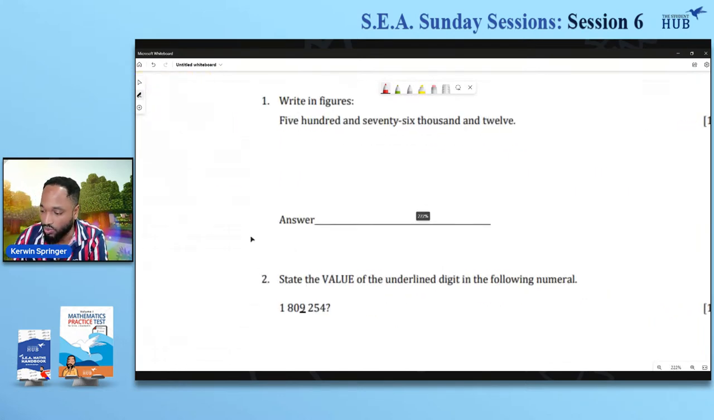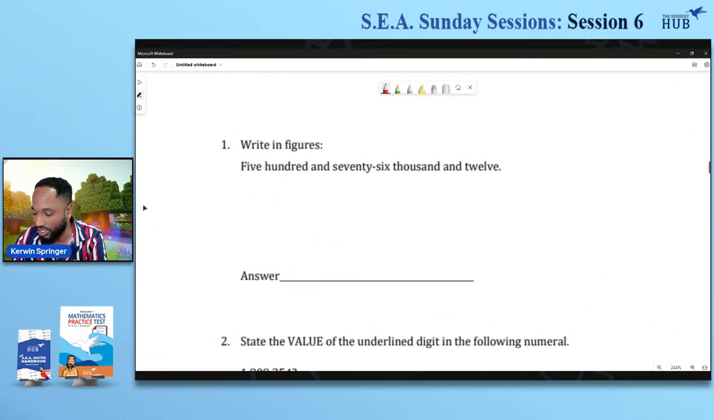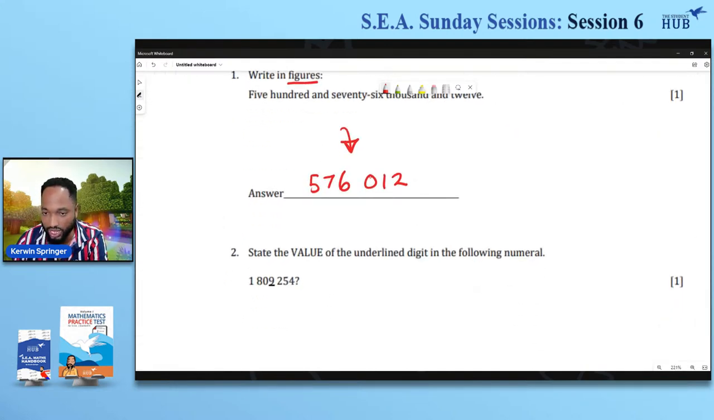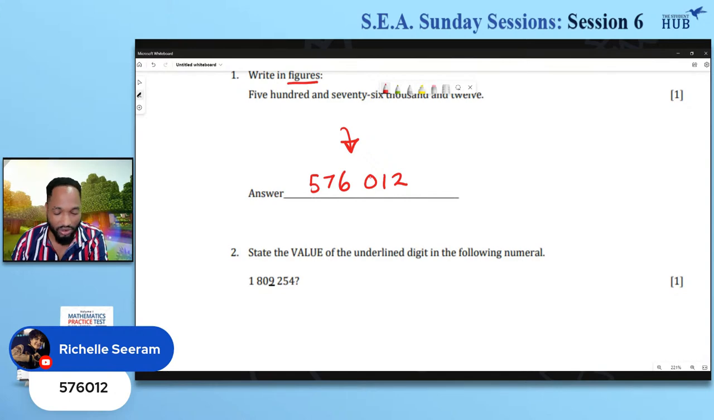Let me go. Write in figures, 576,000. So 576,012. Right, in figures. This is figures. So we're off to a good start. And Rochelle agrees with me.